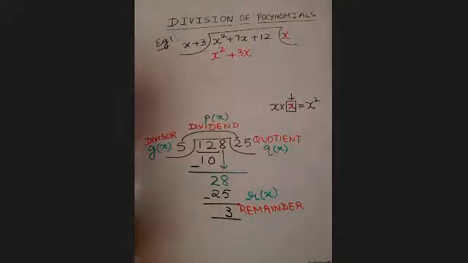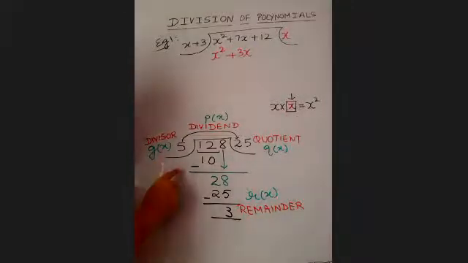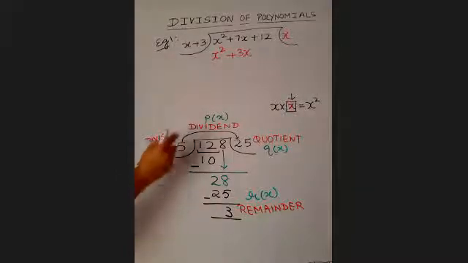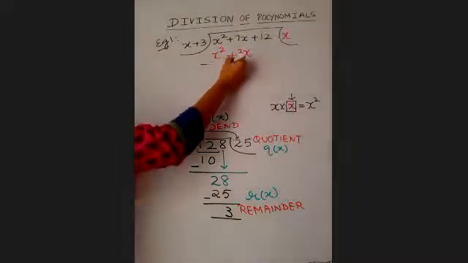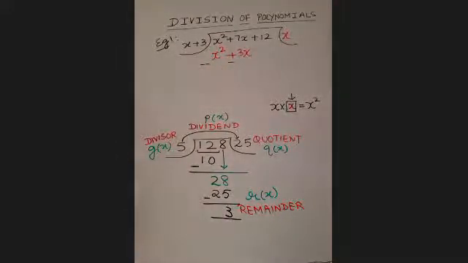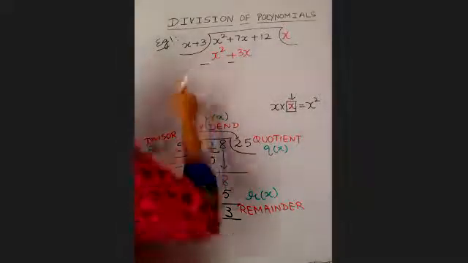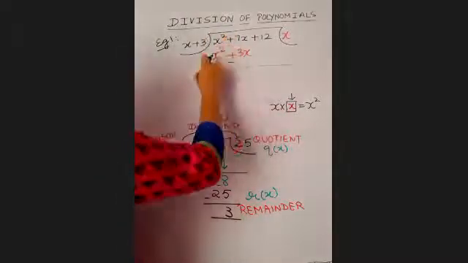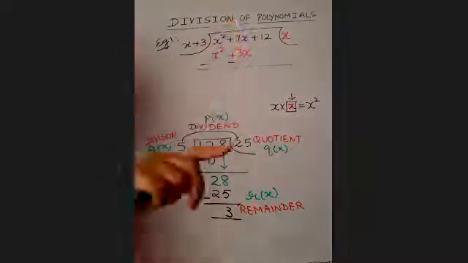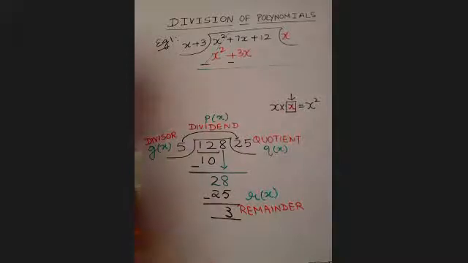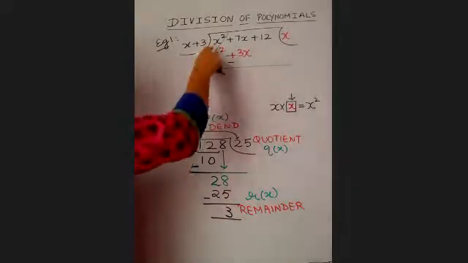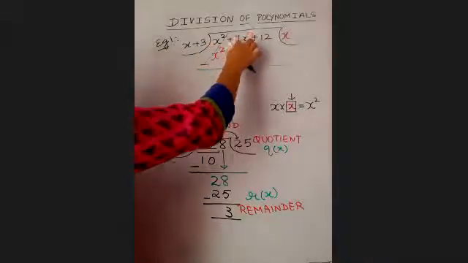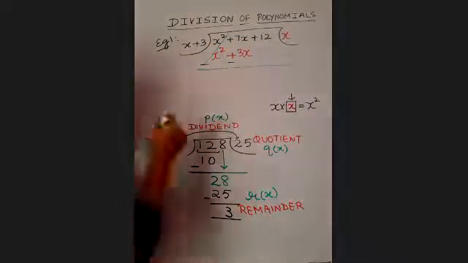In the next step, it is being subtracted. Yes, ma'am, minus. Here also we are subtracting, so x square and x square will cancel. And what is 7x minus 3x? 4x, ma'am, 4x.